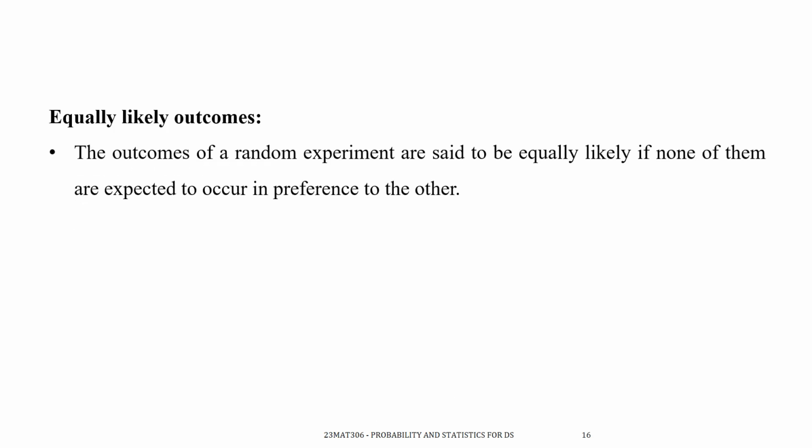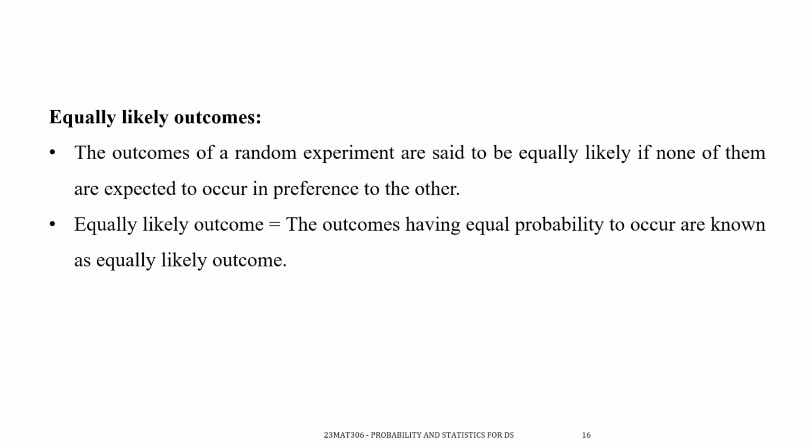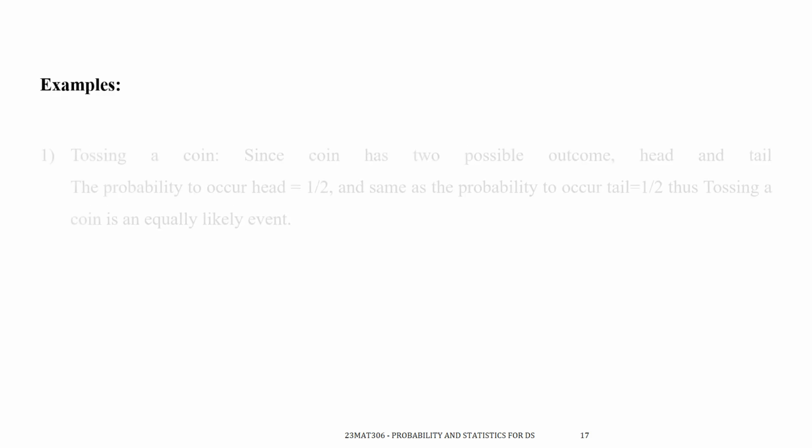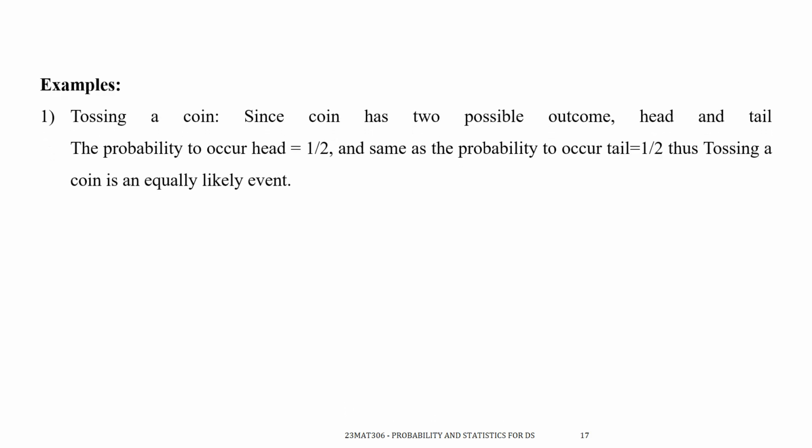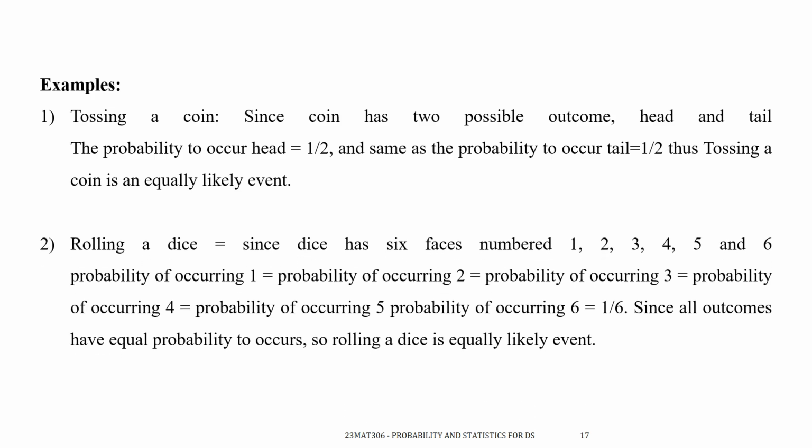The next one is equally likely outcomes. Outcomes are equally likely if each outcome has the same probability. For example, in a fair coin toss, head and tail each have probability 1 by 2. So here the probability of getting a head is 1 by 2 and the probability of getting a tail is also 1 by 2. So tossing a coin gives equally likely events. This assumption simplifies many probability calculations.